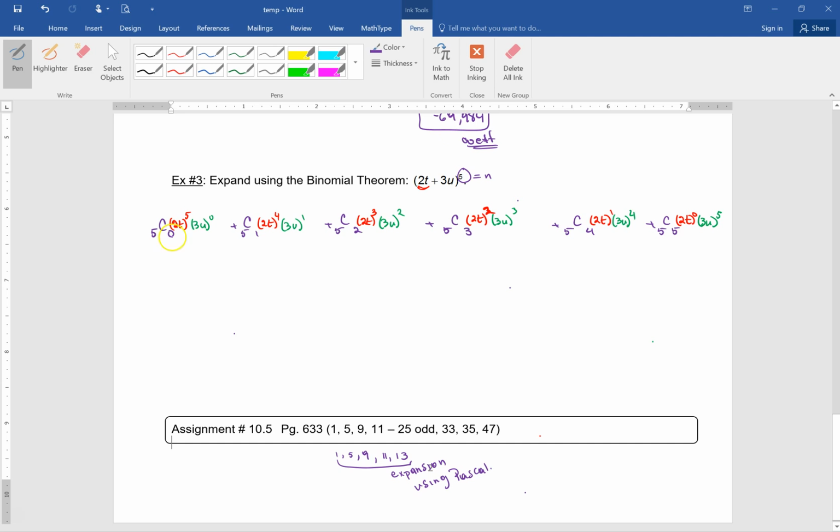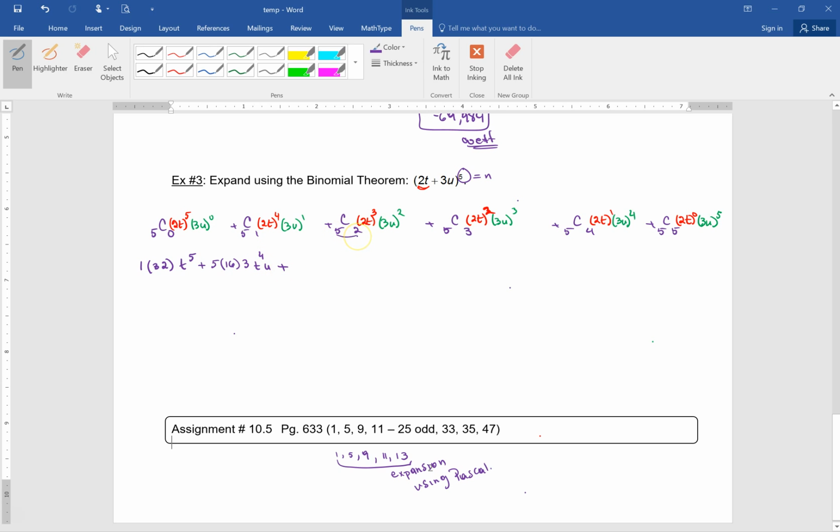All right, now, what is this going to be if you plug it into your calculator? What do you get? 1. Is that right? Does Pascal's triangle say the first coefficient must be a 1? It sure does, so that's a 1. Now, 2 to the 5, 32. t to the 5, right? The green one is just 1. Plus, what does the calculator say for this one? C(5, 1): 5 times 2 to the 4, 16, times 3, t to the 4, u.